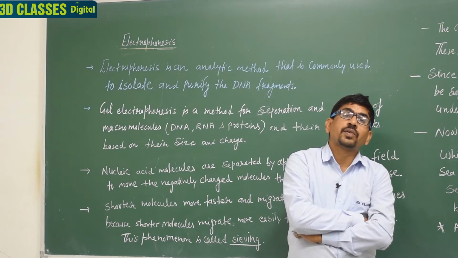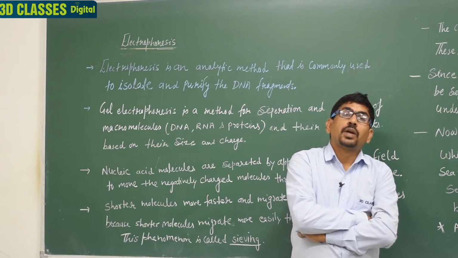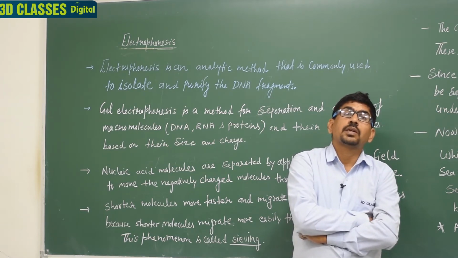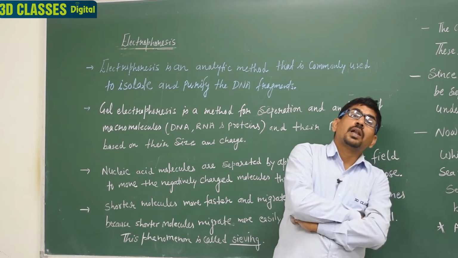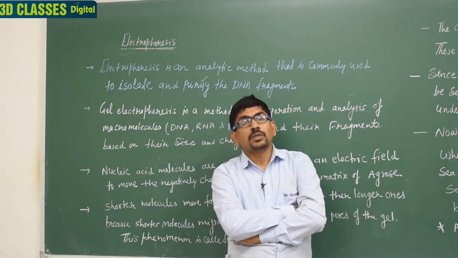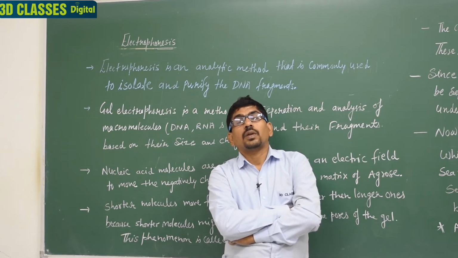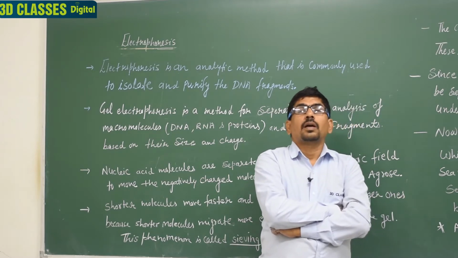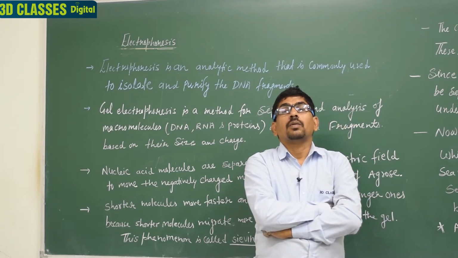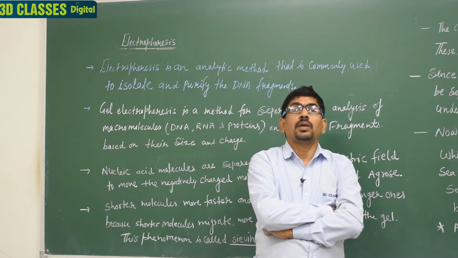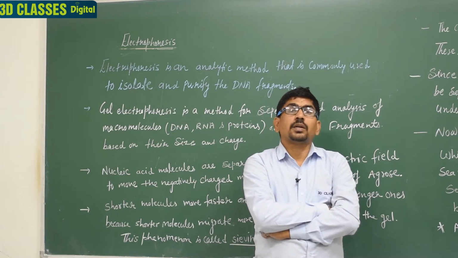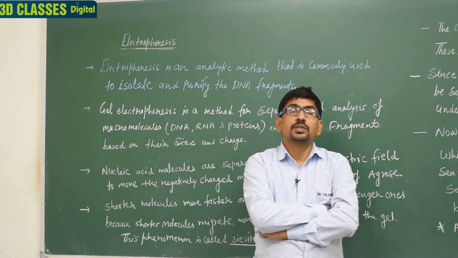and this chamber is filled with a buffer solution, and we prepare a gel for the separation of the DNA fragments. This gel is poured into the electrophoresis chamber, and then we provide the electric field. The negatively charged DNA present on the cathode side moves toward the anode side. Clear?